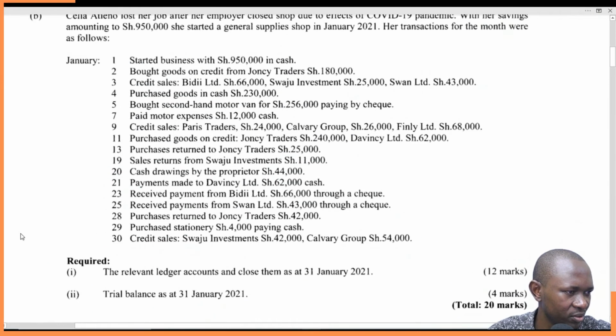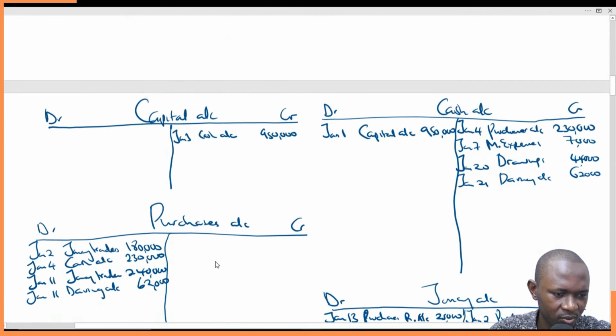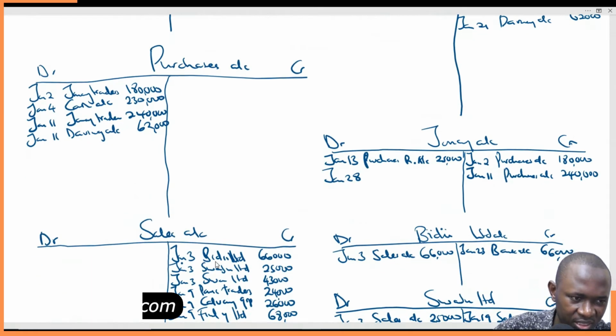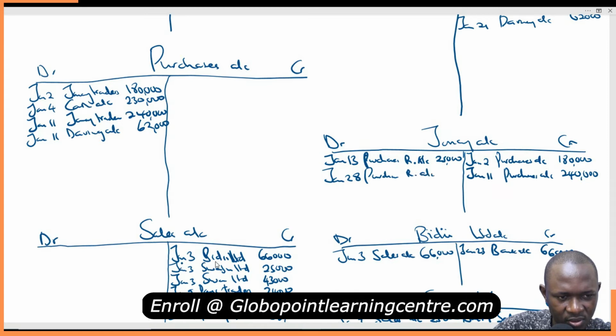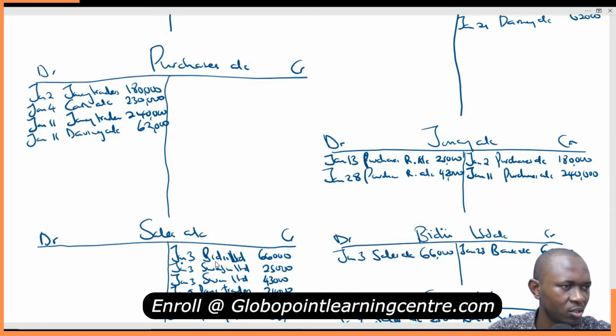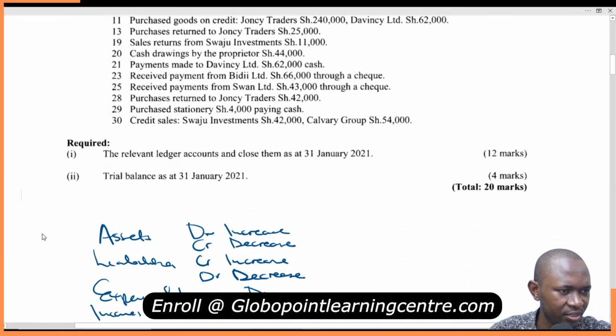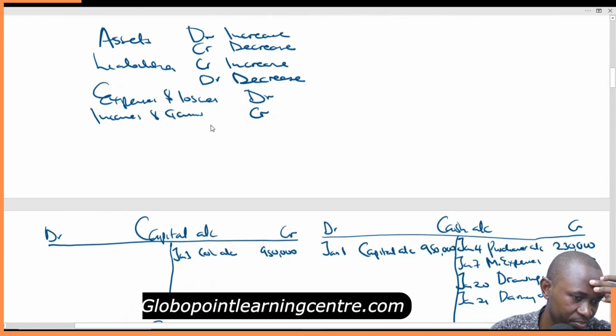Let's just confirm. The question is not far from here. Purchases returned to Jonesy Traders, 42,000. So we say purchase returns account, 42,000. Hope I've gotten the figure right. 42,000. Good.